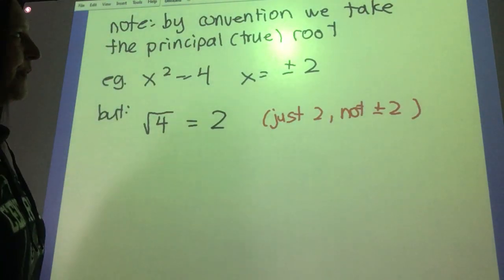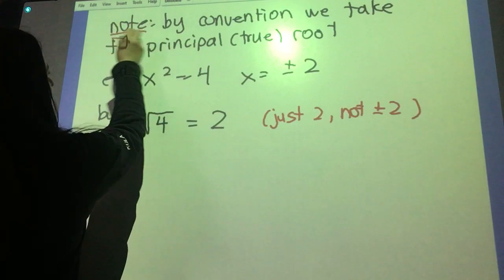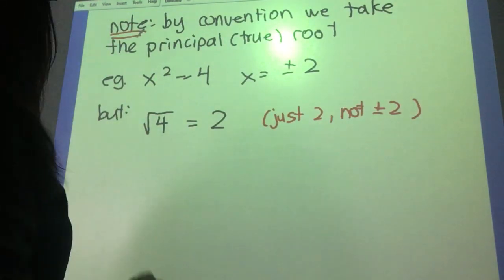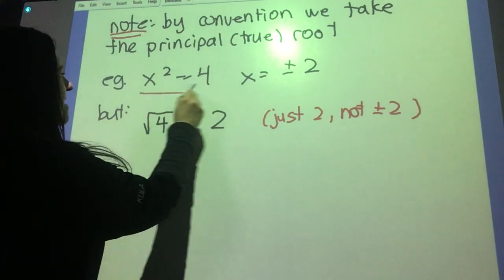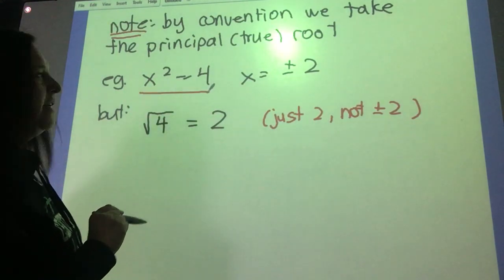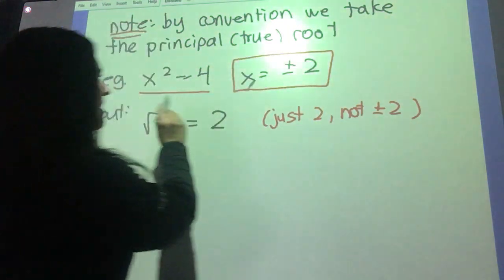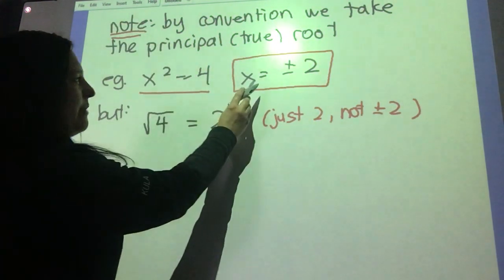Before we go to our example, there's another statement I have in your notes. By convention, we always take the true root or the principal root. What does that statement mean? Well, if I give you the question x squared equals 4, what's the solution? There's two answers. x can be plus or minus 2.